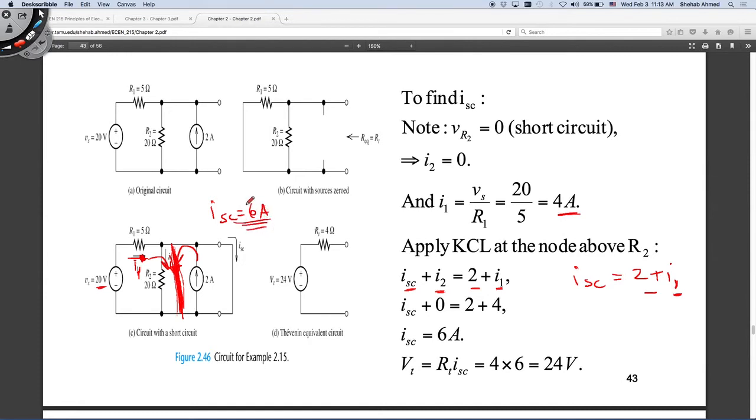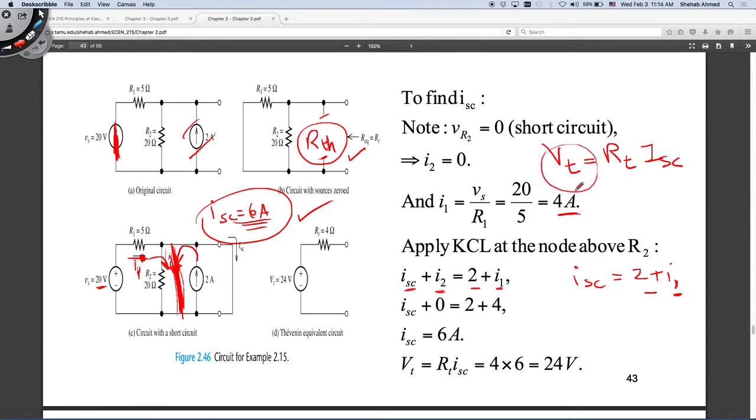If you have the short circuit current, and remember this was a circuit with independent sources, I can find my R Thevenin by doing what? By short circuiting the voltage source and open circuiting the current source. That's what I did here. So the equivalent Thevenin resistance is the parallel combination of these two. So I have R Thevenin and I have I short circuit. And the relationship between the quantities in the Thevenin equivalent circuit is that V Thevenin is equal to R Thevenin times I short circuit. So now I have R Thevenin, now I have I short circuit, so I can calculate V Thevenin.